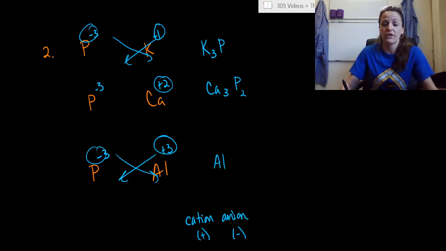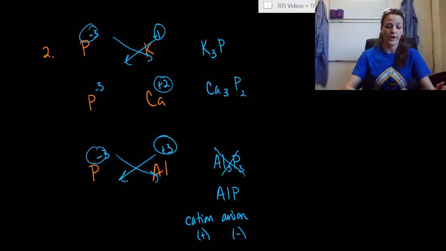So remember, cation first, anion second. They're both 3s. We could write this, but that's just not how we do it with convention. I actually don't even like looking at that. I would prefer for you to write AlP, just boom, done. All right, hopefully that makes sense.